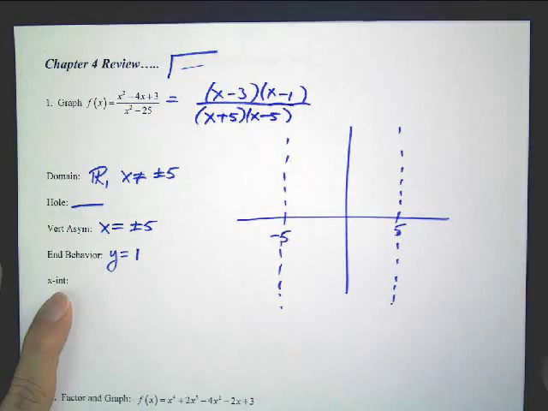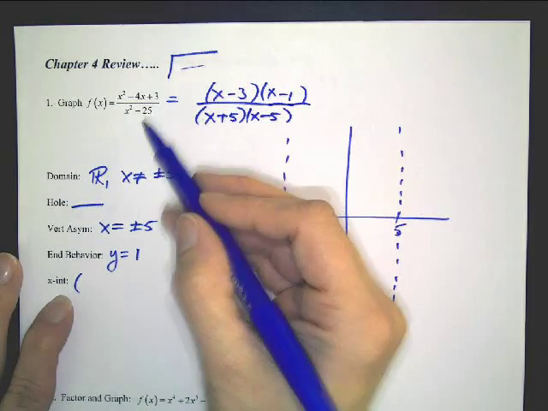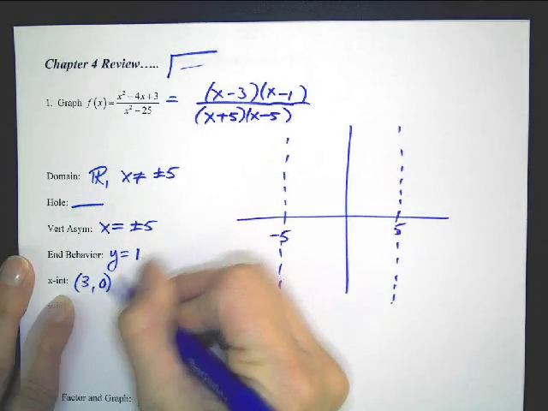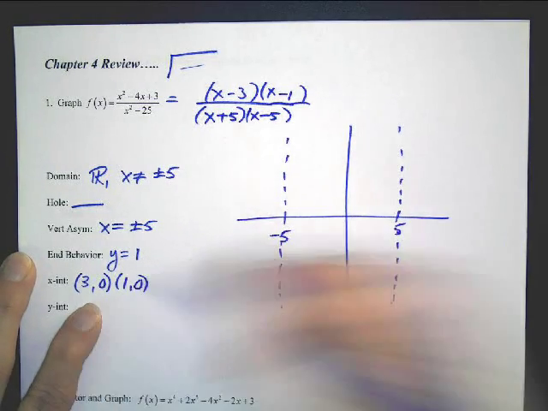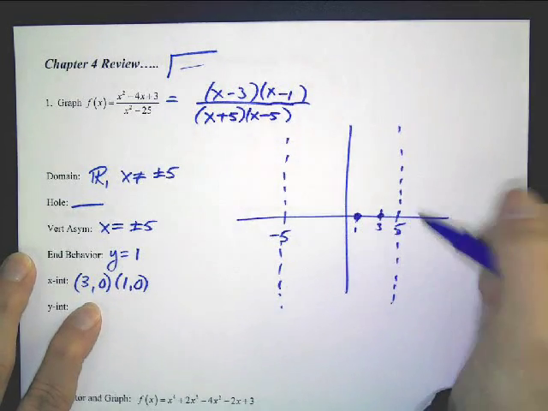Okay, how do you find an x-intercept? Let y equal 0. Yeah, but the faster way for these would be just to look in the numerator. Okay, so I've got one at (3, 0) and one at (1, 0). Okay, 1 has an x-intercept, and so does 3.